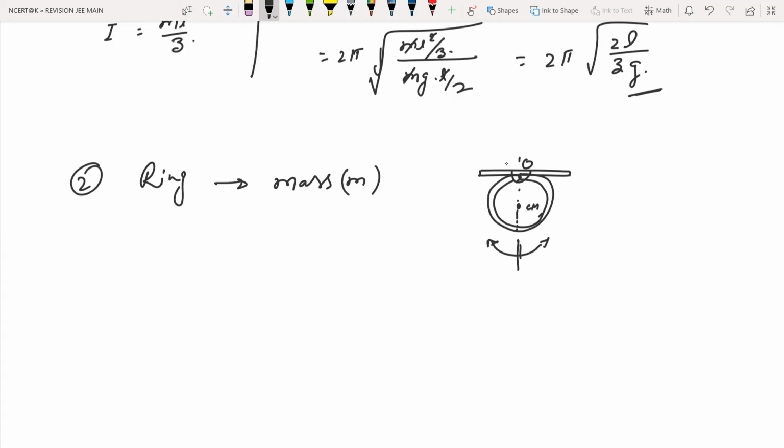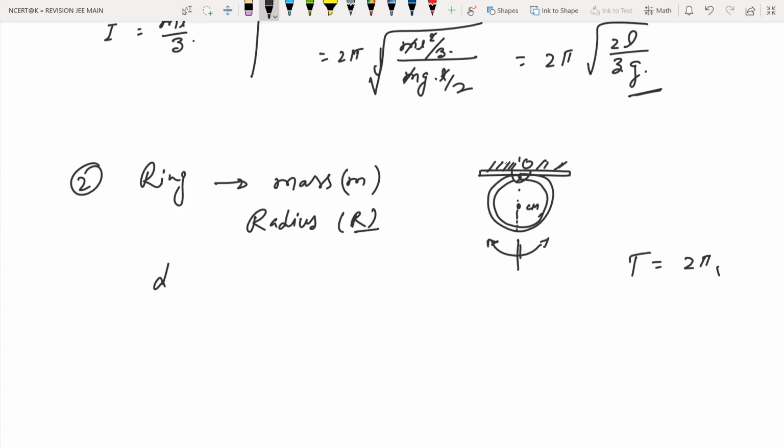here it is, and the radius of the ring is capital R, here it is, and it is pivoted at one periphery point which is attached at the ceiling point. Here you can see at this point we are having that attachment. So यहाँ पे अगर हम d की बात करें इस टाइम पीरियड निकालने के लिए.